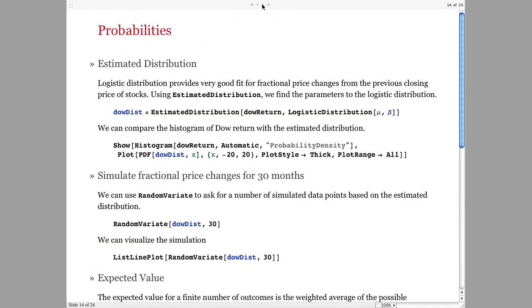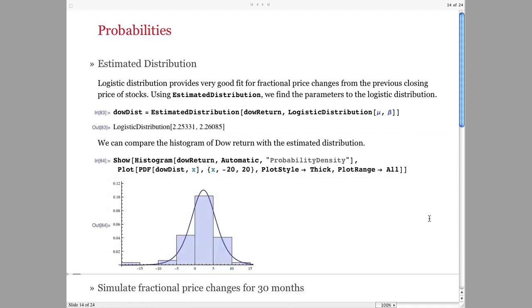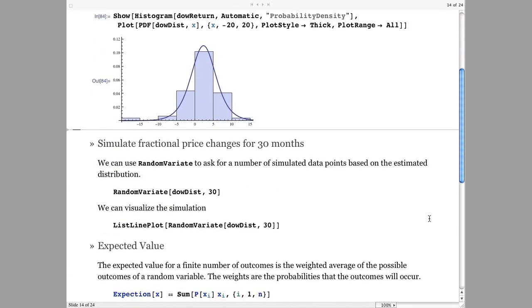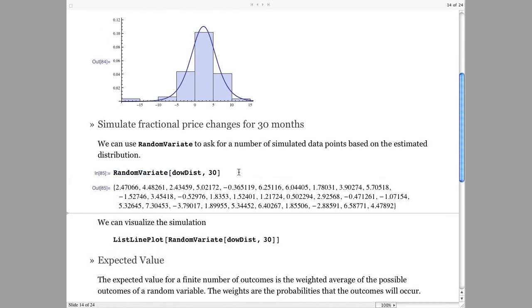Logistic distribution provides a very good fit for fractional price changes from the previous closing price of stocks. Using estimated distribution, we find the parameters of the logistic distribution. Let's compare the histograms. We can use the random variate command to ask for the number of simulated data points based on the estimated distribution. We can visualize the simulation.